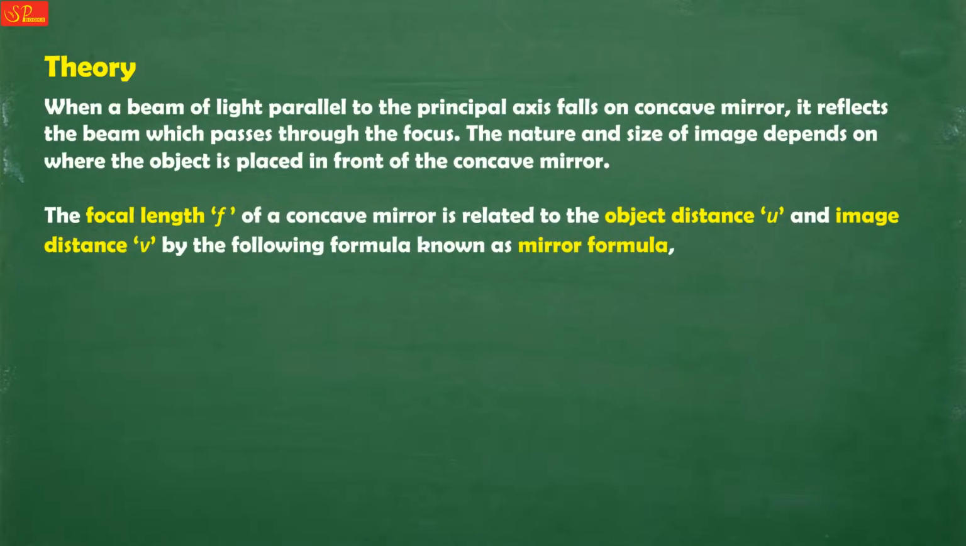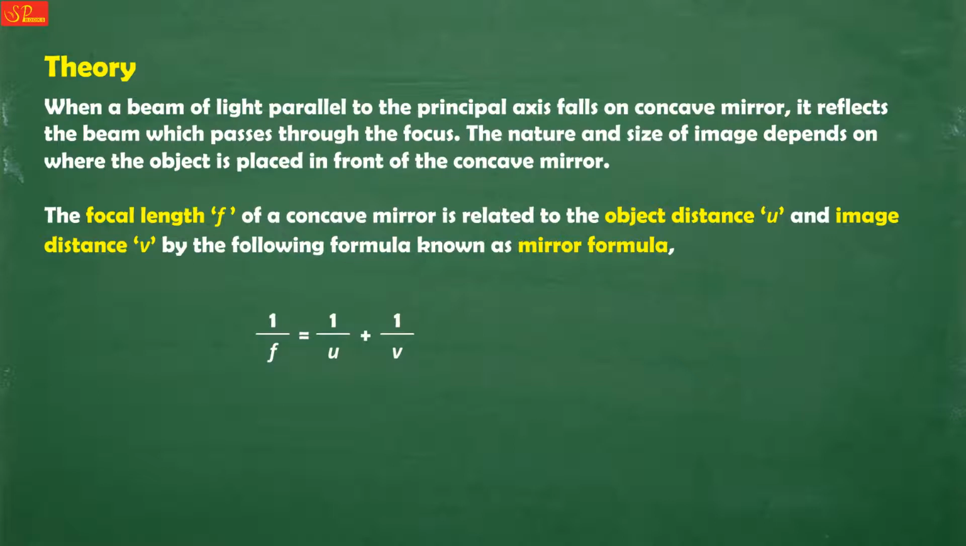Theory. When a beam of light parallel to the principal axis falls on a concave mirror, it reflects the beam which passes through the focus. The nature and size of the image depends on where the object is placed in front of the concave mirror. The focal length f of a concave mirror is related to the object distance u and image distance v by the following formula, known as the mirror formula.